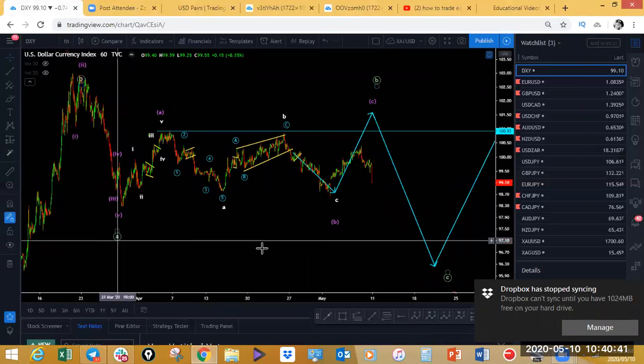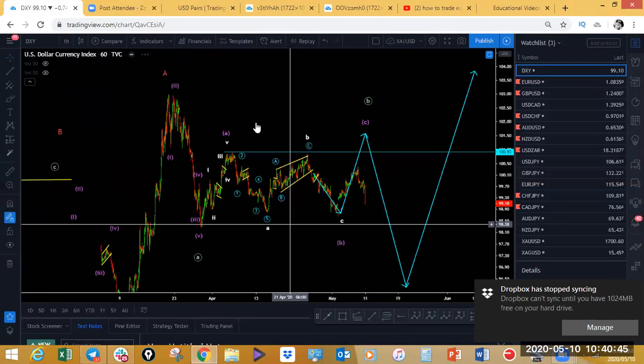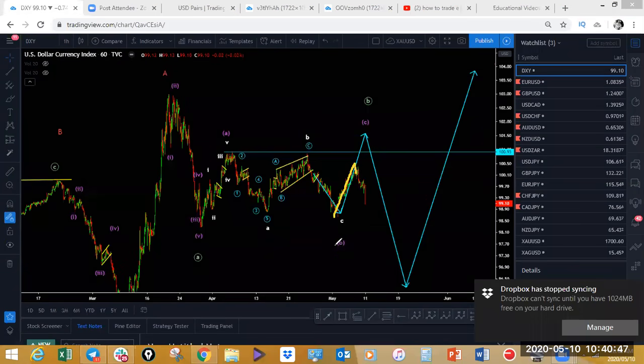So that's what we looked at. That was the focus. So this has made this deep pullback here. If that is the pullback that we're getting, that may change the structures slightly. That means we may not go all the way up to C, but Euro is showing a different structure. You'll see why there's a bit of a conflict here between the 2 pairs, Euro, US dollar, and DXY, that are supposed to be inversely correlated.